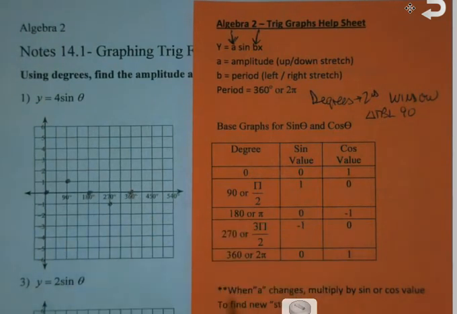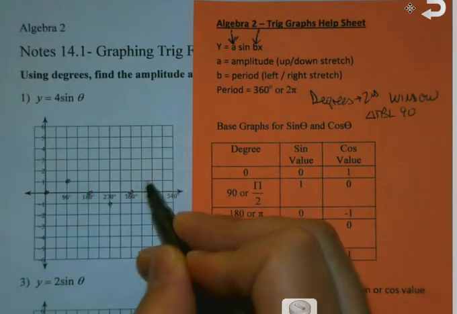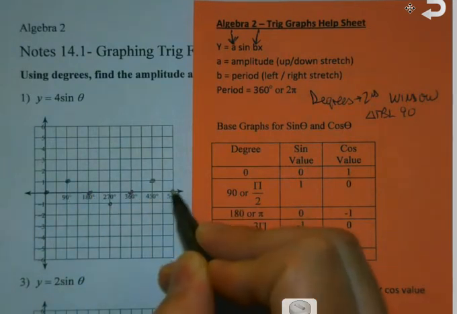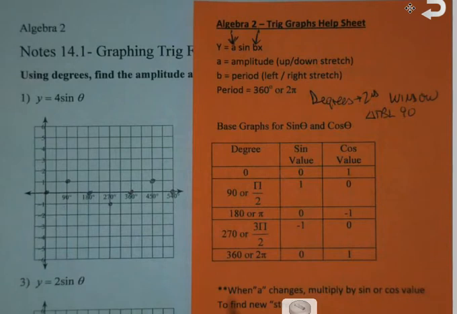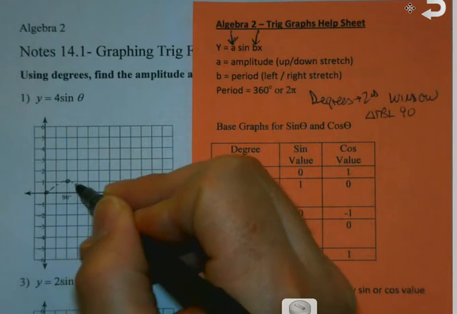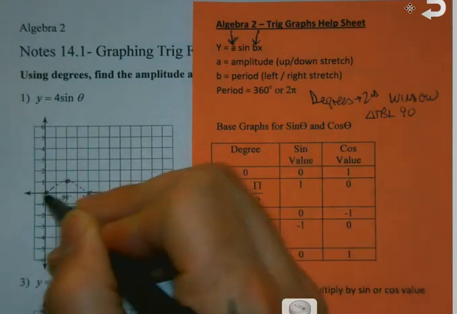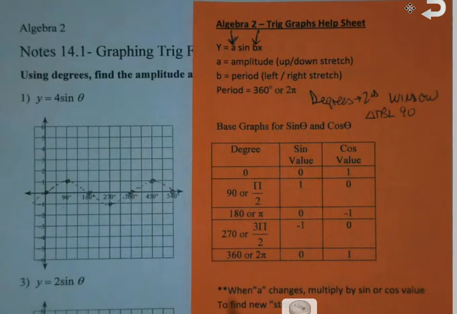You notice how the pattern goes 0, 1, 0, negative 1, 0, 1, 0. So I can fill up my whole graph. Don't connect the dots yet though. Or if you want to, let's just do it with a dotted line for right now. That's my base graph.